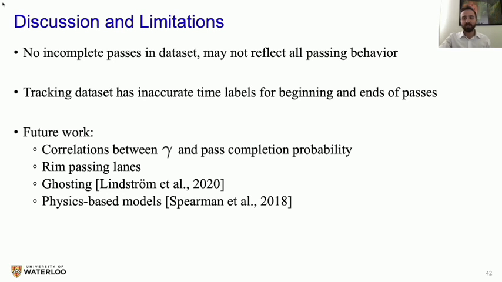A natural extension of this work is to next model the passing lane for rim passes, and to include more advanced or realistic models of expected player movement, such as ghosting or physics-based models typically used in soccer.